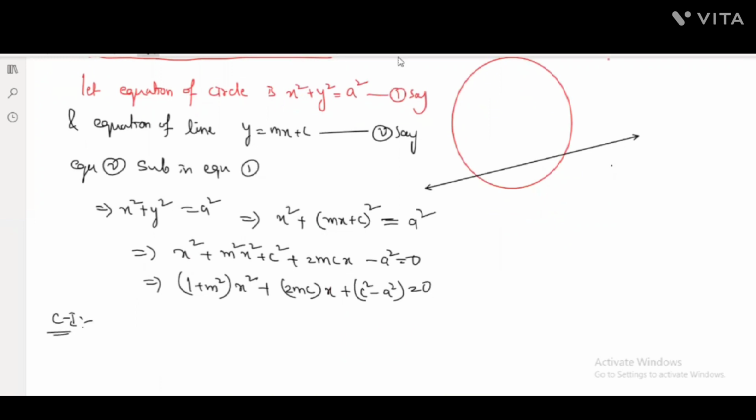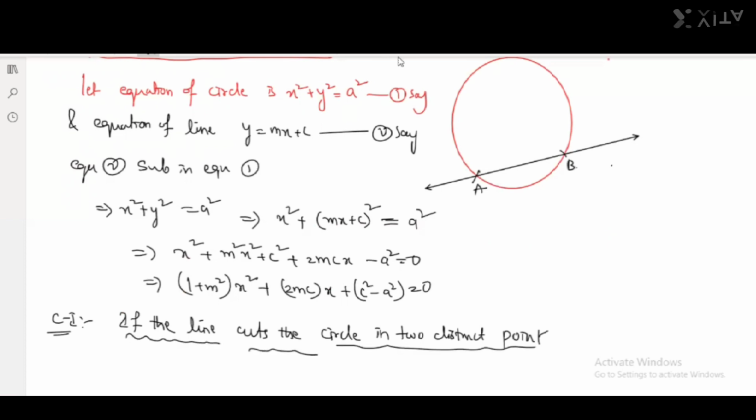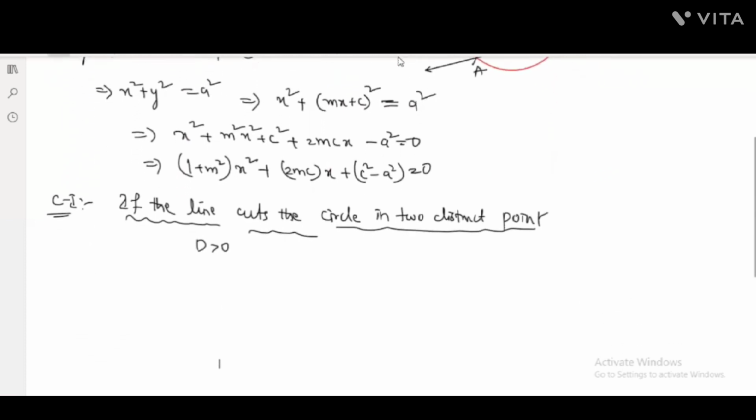What are the cases? If the line cuts the circle in two distinct points, like this, here A and B. Two distinct points means nothing but two distinct real roots. So for the quadratic equation, its discriminant is greater than 0. What is meant by discriminant in the quadratic equation? It's nothing but b square minus 4ac is greater than 0.